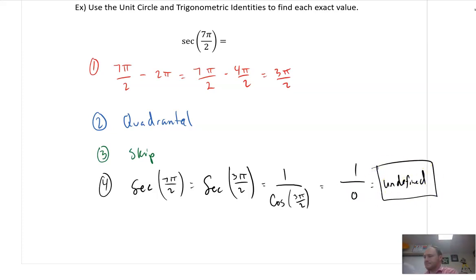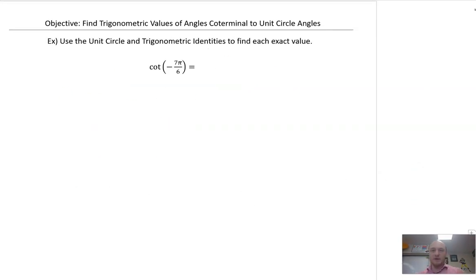Undefined. All right, next example. Here we go. Cotangent of 11 pi over 6. Again, step 1, I need to find my coterminal angle, negative 7 pi over 6. So what I'm going to do is add 2 pi, 12 pi over 6. This is 5 pi over 6.